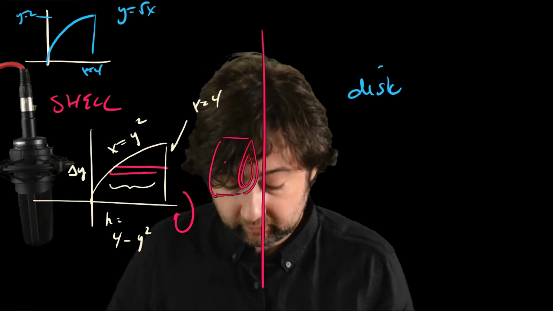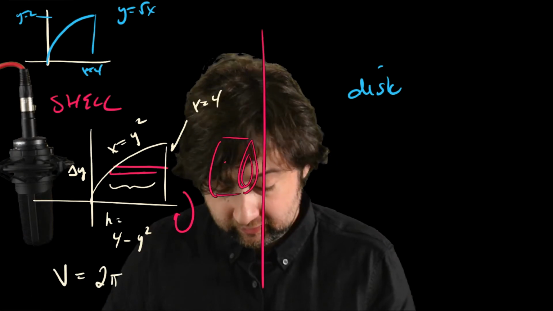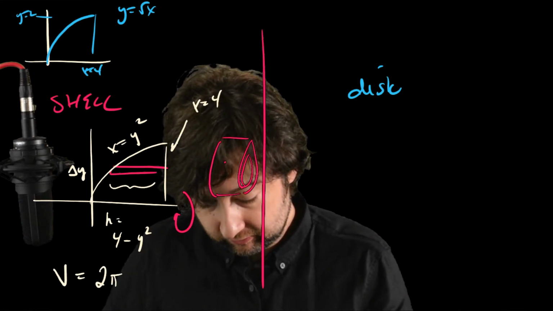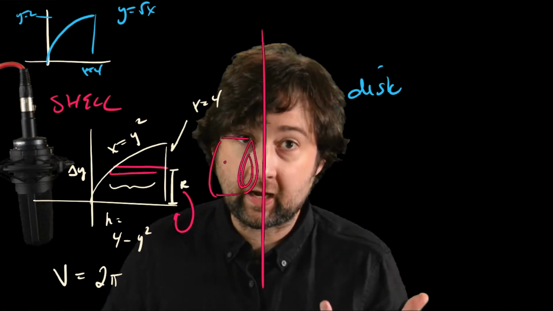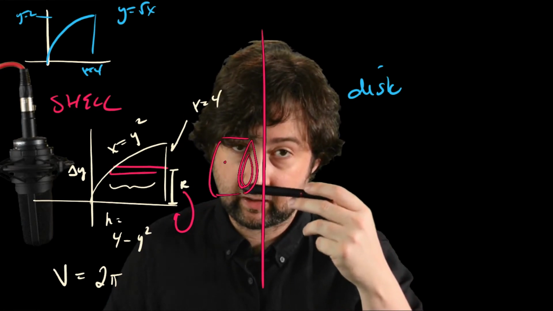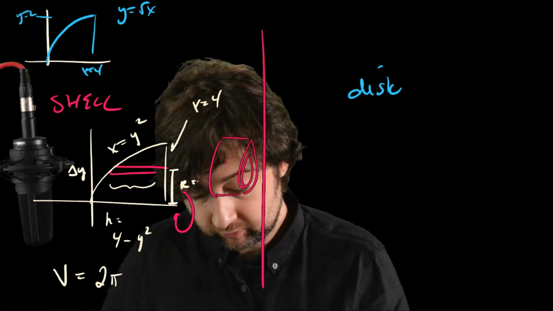And so the volume of a typical shell is going to be v is equal to 2 pi times the radius, which is this distance right here. That's r. But that's obviously just y because you're rotating around the x-axis. You go up y units to get to the rectangle. So the radius is y.